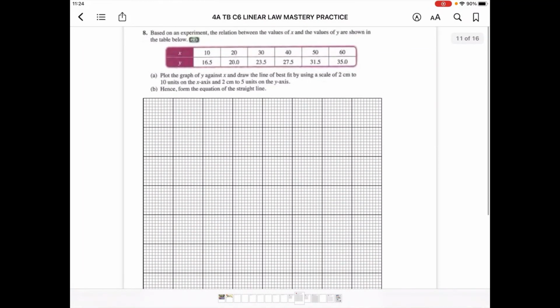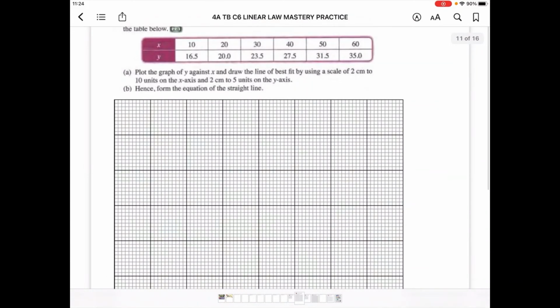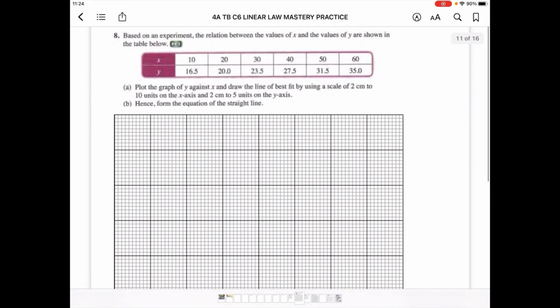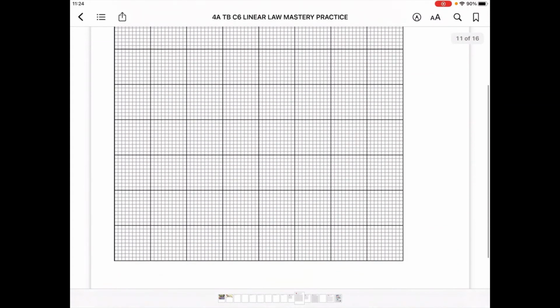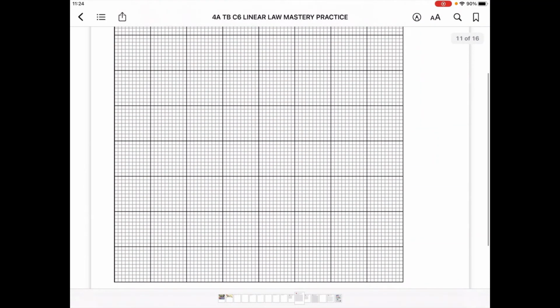Okay, so you can see here, for this graph, we are plotting 2 cm to 5 unit for y, 2 cm to 10 unit on x. Okay, so let's label everything first. So the first one will be 2 cm to 10. So this is 0, 10, 20, 30, 40, 50, 60. The largest is 60. Let me draw this straight line.